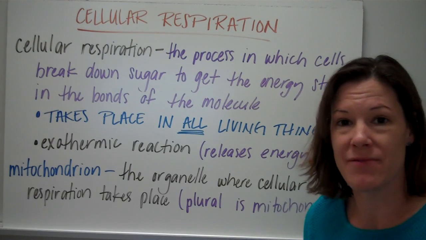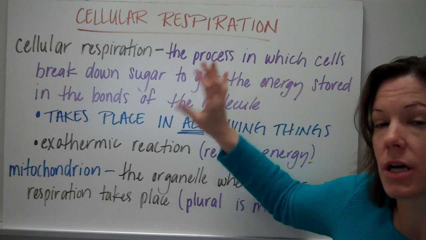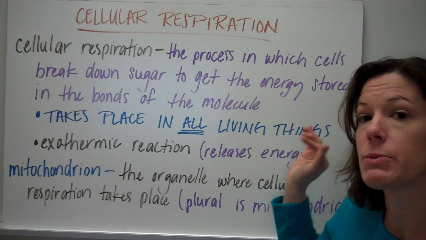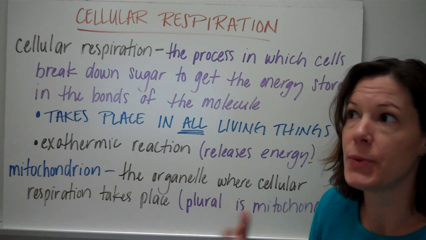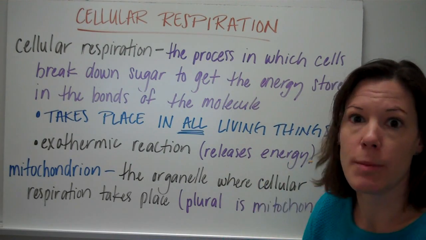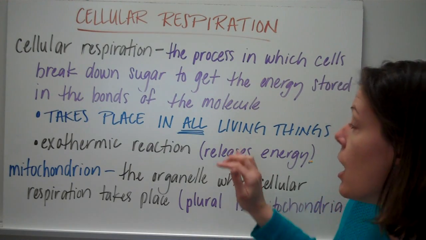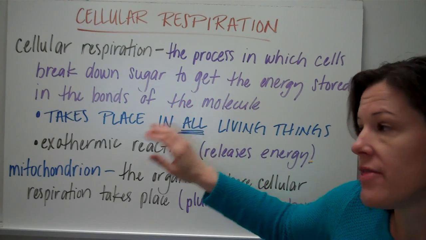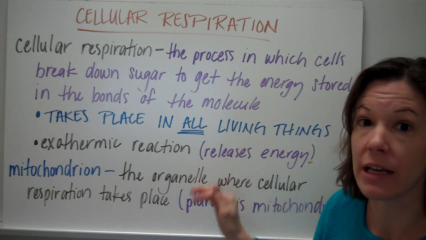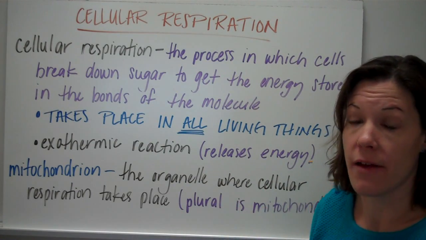But why do they make it? The reason is so that they can go through what's called cellular respiration. Cellular respiration is the process where cells break down sugar to release the energy so that they can use it to perform all of the functions required for the organism to survive. That happens in every single organism on the planet, including photosynthetic ones, because they still have to grow and everything as well.